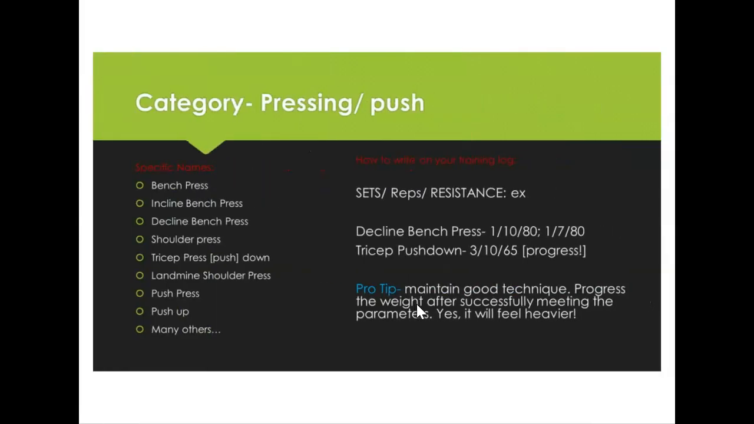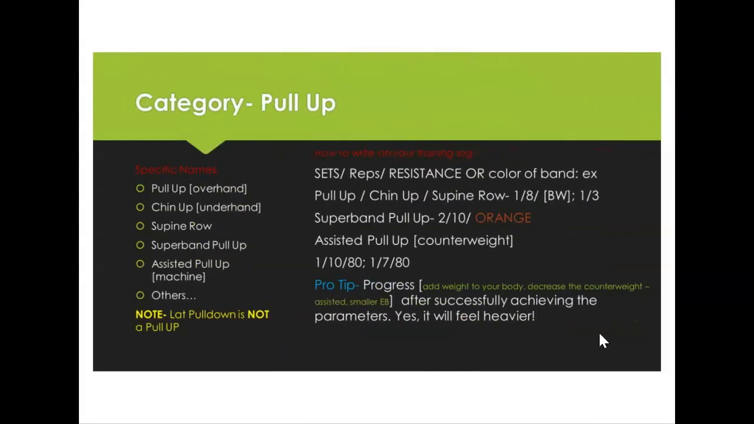Some different examples of pressing or a push are listed there, and here are some examples of doing this. If you're doing the tricep push down, you get 3 sets of 10 at 65. Next time, move it up to 70 or 75. So again, the pro tip: maintain good technique, progress the weight after successfully meeting the parameters. And again, it's going to feel heavier.